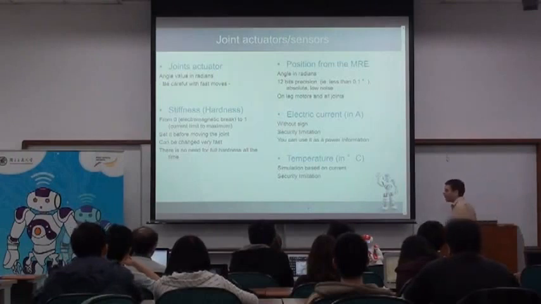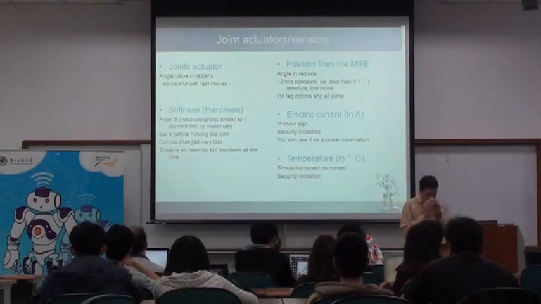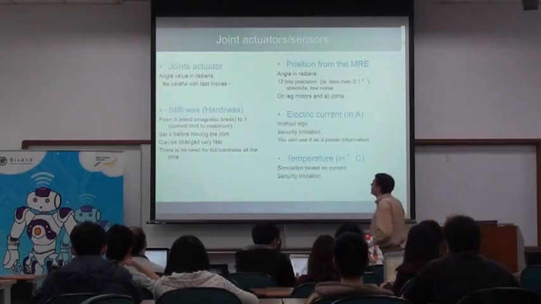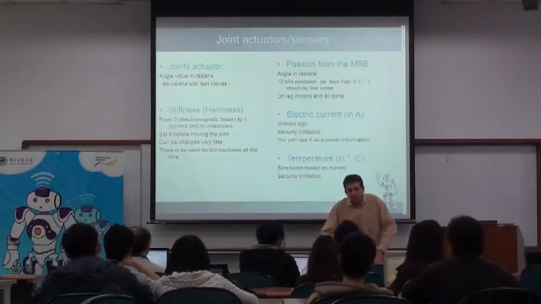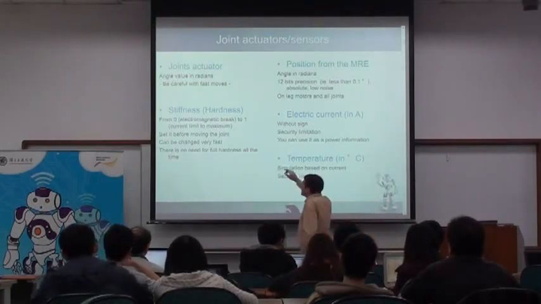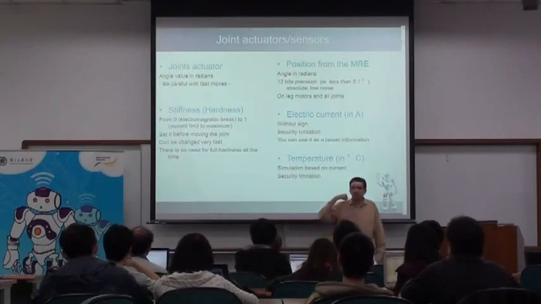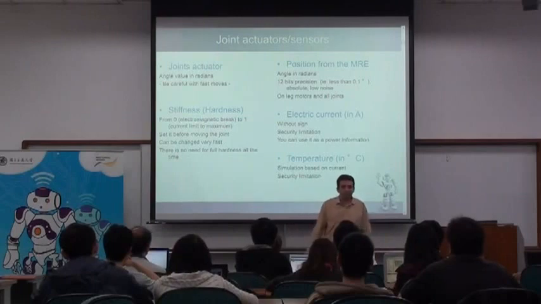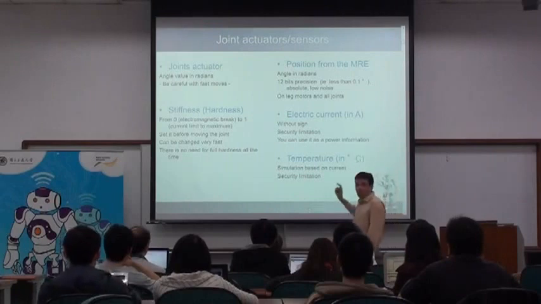So the next job, very important for a robot, is the joint actuator, so basically all the motors. Now it has 25 motors, 25 degrees of freedom. And for every motor you can set or get the value, the angle in radians. So you just control the motor by setting which angle you want for each joint. And to get the angle, we use what we call MRE.